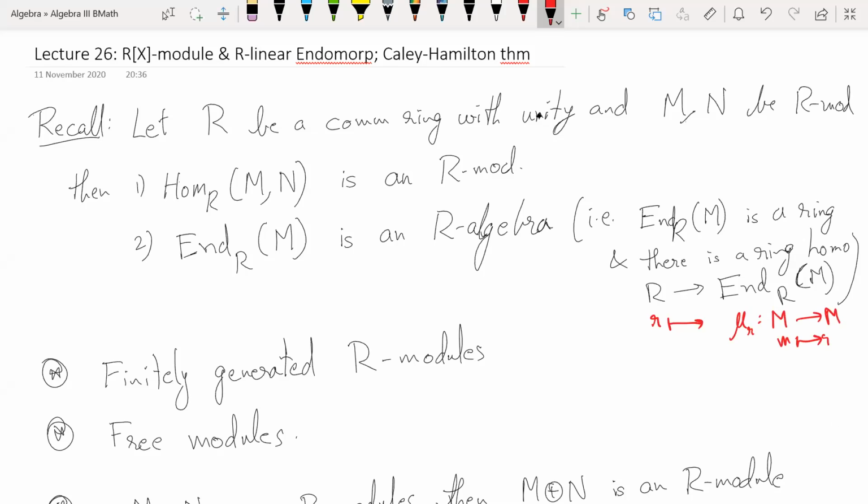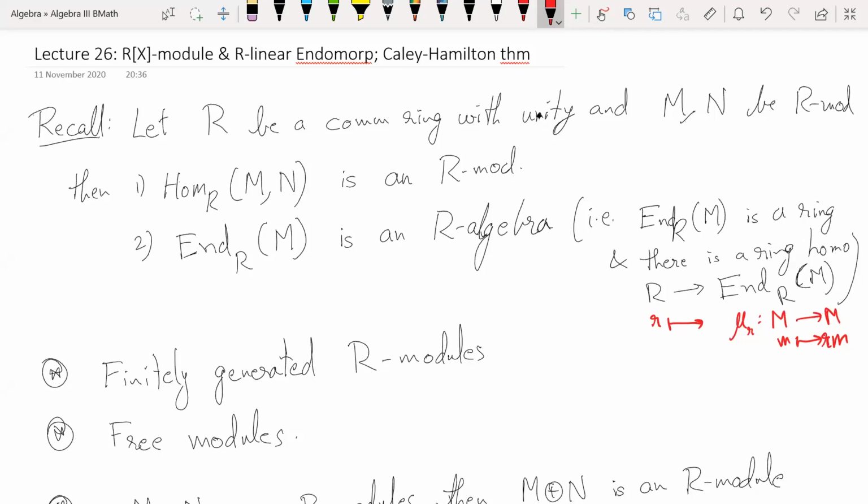So it's basically a scalar multiplication of the identity map. Remember, given any homomorphism from M to N, you can multiply that homomorphism by an element of the ring and get a new homomorphism. So here it is just multiplying the identity map by r. So you can think of it that way. This you can check is a ring homomorphism, and this is what an R algebra means.